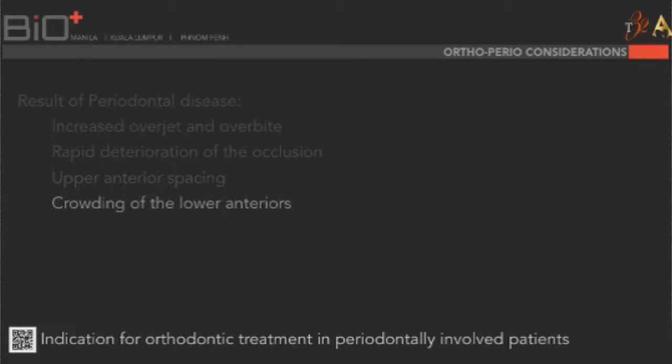Crowding of the lower anteriors, extrusions, loss of opposing teeth, anterior flarings. Okay, so we could look at this in two perspectives. One is, if the patient has this, then we might think, does this patient have perio? Or is this patient a candidate for perio?